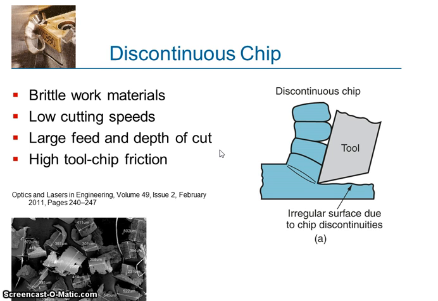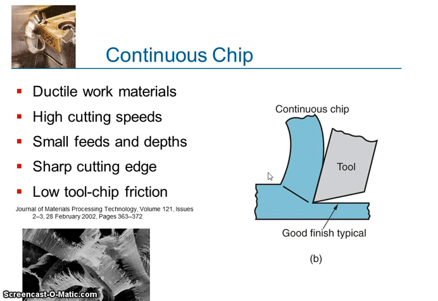Discontinuous chip mainly occurs in brittle materials with low cutting speeds. Here the feed is large and the depth of cut is higher. In discontinuous chip, the chip tool friction is very high. In continuous chip, this is mainly seen for ductile materials having high cutting speeds. The feeds are very small and the depth of cut is larger.